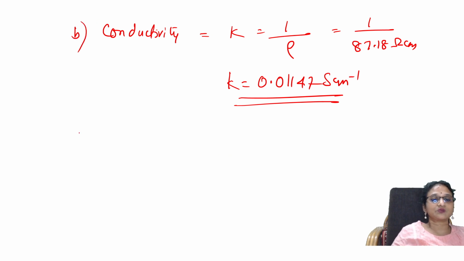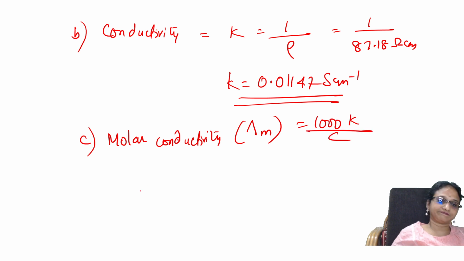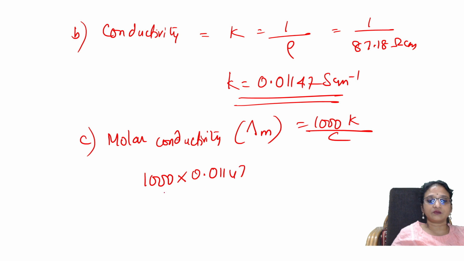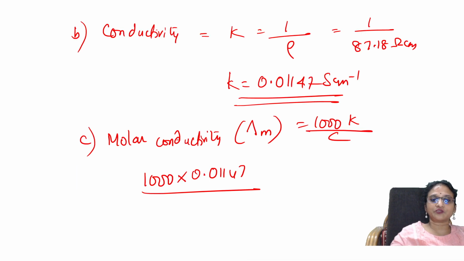What is left out is molar conductivity. Molar conductivity is denoted by lambda M. What is it equal to? 1000 into K by C. How much is the K value? 1000 into 0.01147 divided by the concentration. How much is it, students? It is 0.05. Correct? The reverse of resistance is conductance, so the conductance is nothing but 0.05.